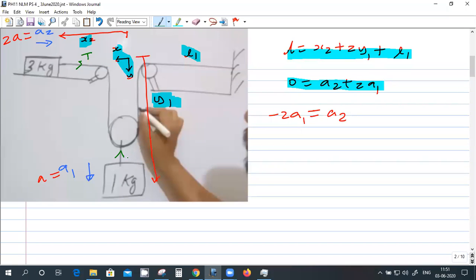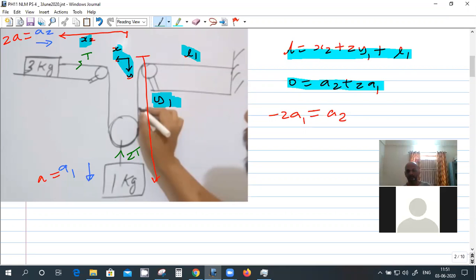String will always pull. So there is a string here which is pulling this 1 kg block. What is the force here? It is 2T. 2T. 2T.